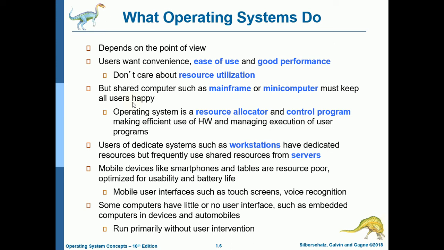Some computers have little or no user interface, such as embedded computers in devices and automobiles. So actually, class, any digital device has an operating system and also has a central processing unit. For this example, there are computers that have little or no user interface, such as for automobiles. For automatic transmission automobiles specifically, they are using a computer box for that. So what is that computer box?